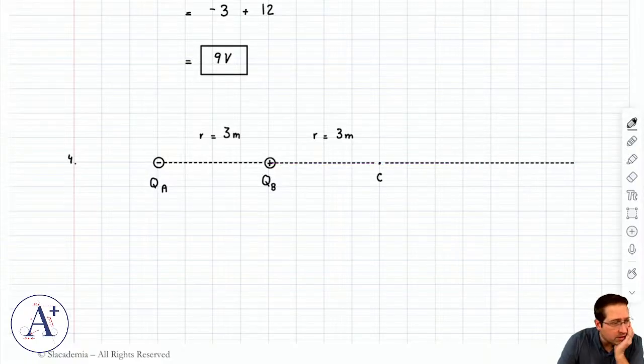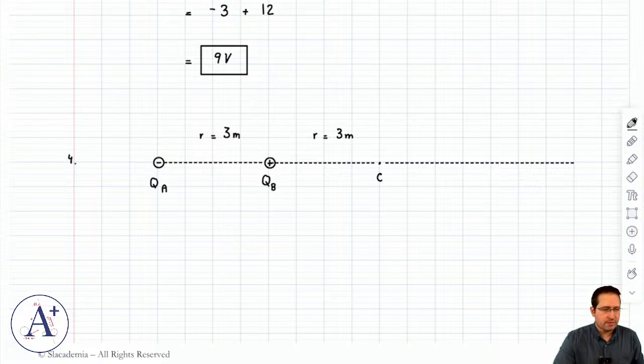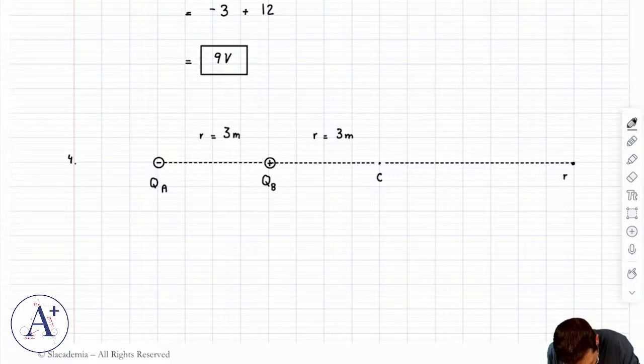So then question 4 becomes a bit more interesting. Question 4 says, now a third point charge with QD as 3×10^-9 coulomb is brought in to point C from very far away while charges A and B are held in place. How much work does this require? Take care with signs. Okay, so let's say that here we're infinitely far. So R is going to infinity.